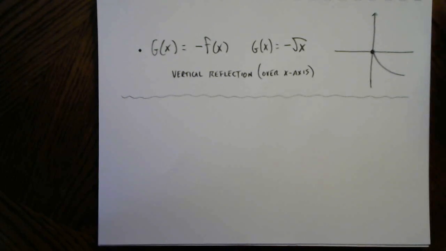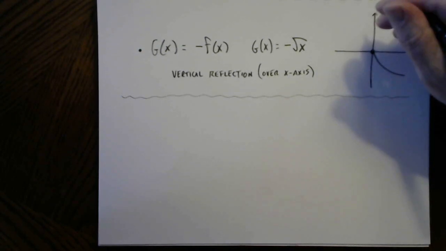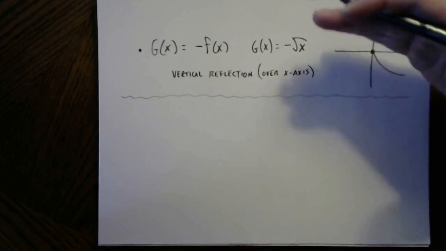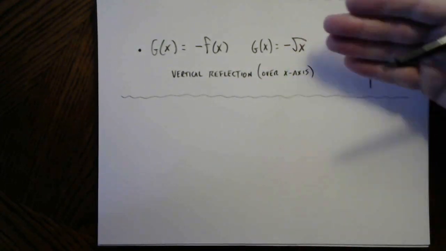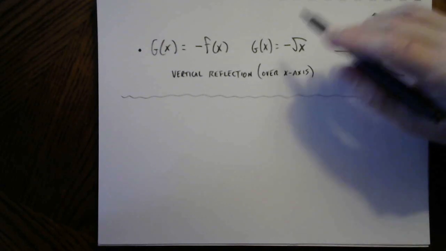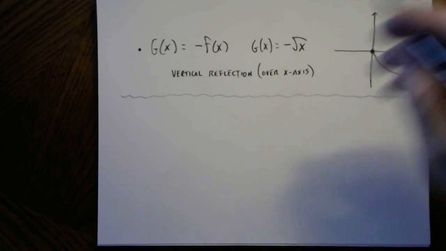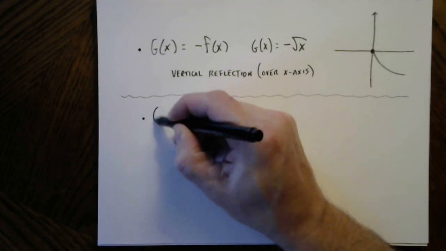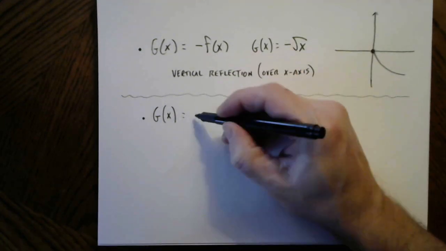I have 3 other ones, and they're grouped this way for a reason. Notice in the first 3, everything happened vertically. We shifted up, down, we stretched or compressed up, down, and here we flipped up, down. Now we're going to do the same 3 types of things, but horizontally. So again, I'll use the root function. Don't let this get confusing.